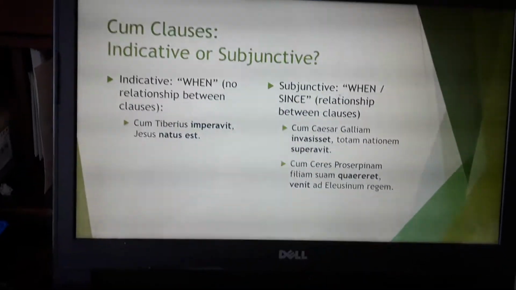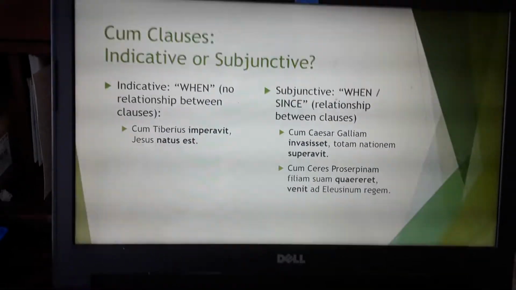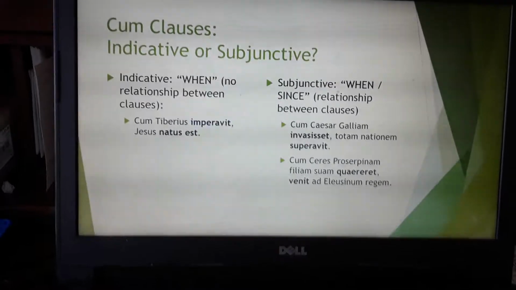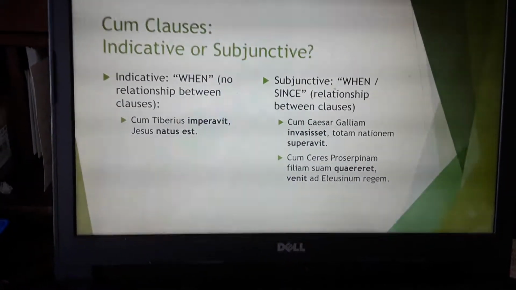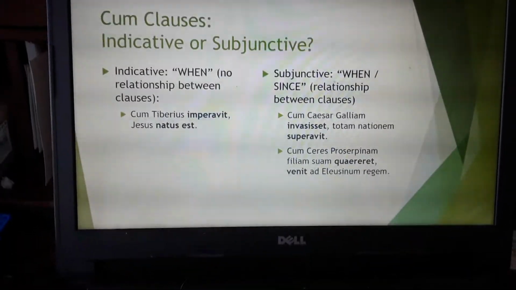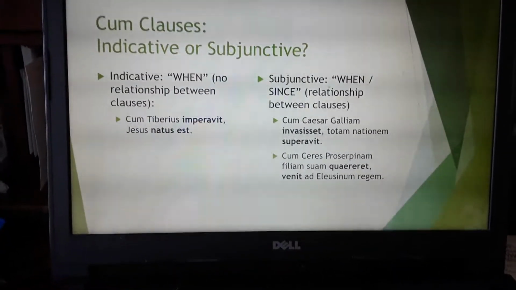However, if there is a relationship between the two clauses, you'll use the subjunctive. So for example, cum Caesar Galliam invasisset, totam nationem superavit. When Caesar invaded Gaul, he conquered the entire nation. Now, he is not going to conquer the nation unless he gets there first. So there's definitely a relationship between those, hence the subjunctive.